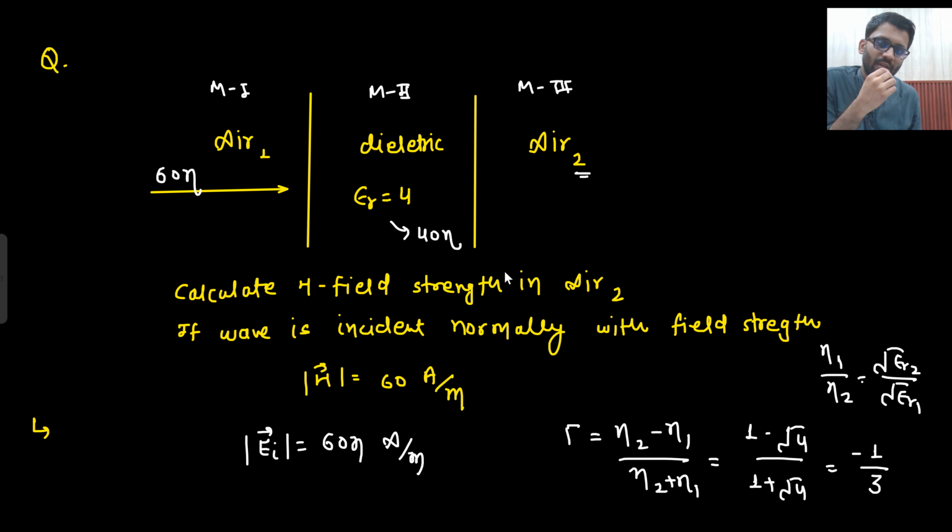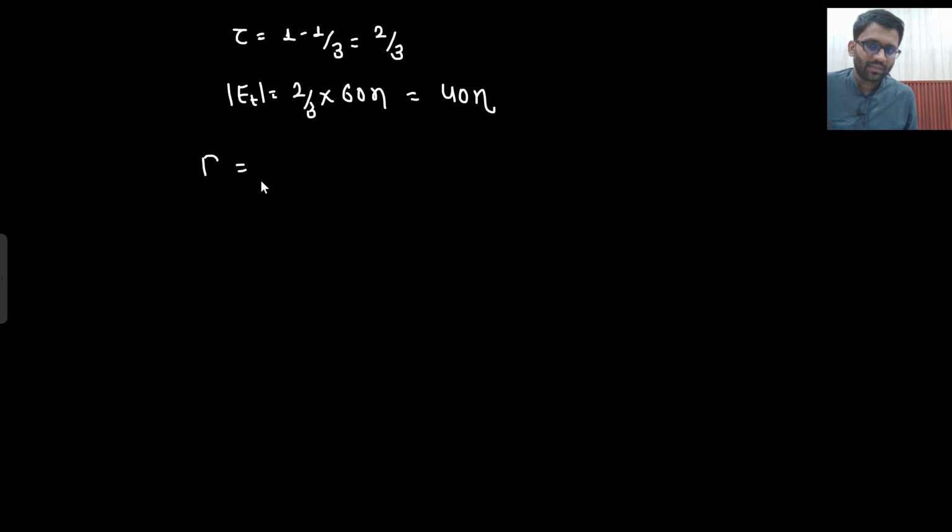What about from dielectric to air? Now what will happen is that this will go from dielectric to air. So again I need to find the transmission and reflection coefficient, right? What will be my reflection coefficient now? That will be neta air minus neta dielectric divided by neta air plus neta dielectric. Basically neta 2 minus neta 1 divided by neta 2 plus neta 1. All good? I hope you are understanding what we are doing.